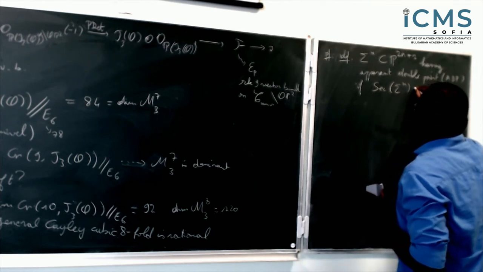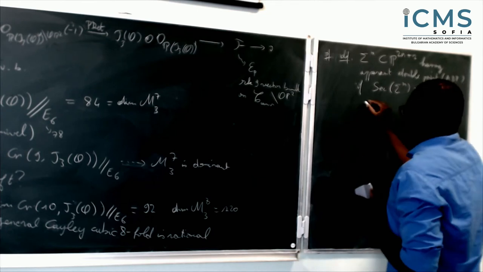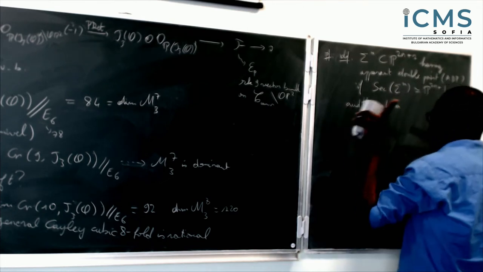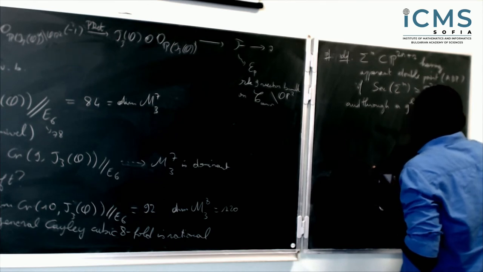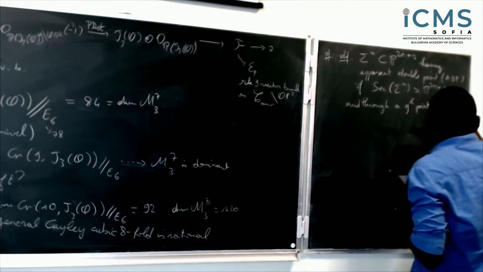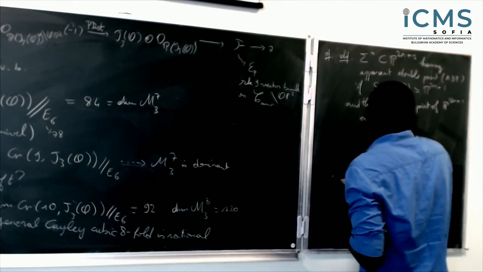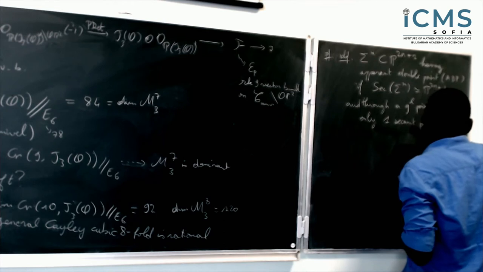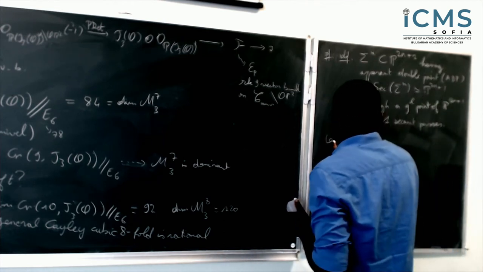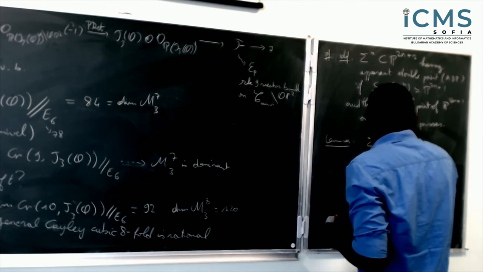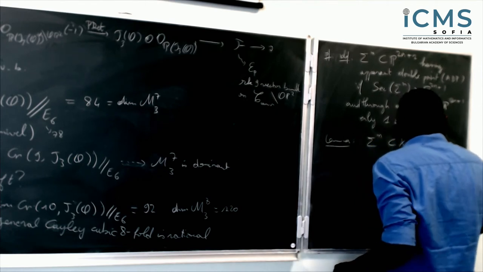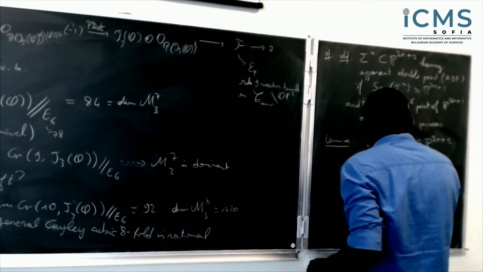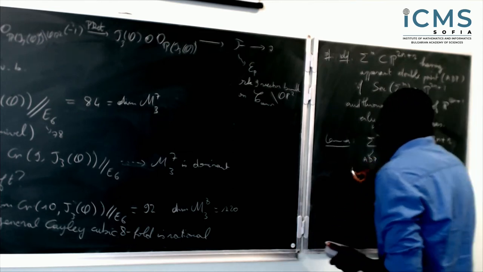The second variety of it is the whole space, and through the general point of the projective space, there is only one secant passing. And the lemma is that if you have such a variety inside a cubic hypersurface X, and this has an apparent double point, then the cubic has to be rational.